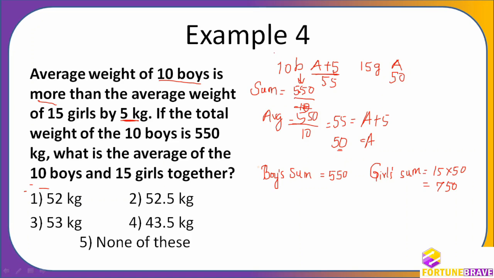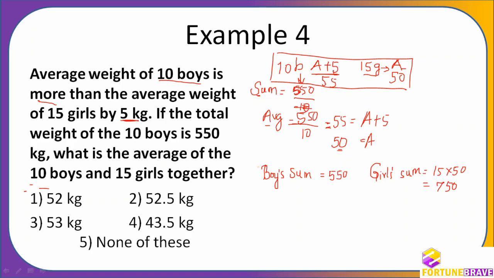So first information is here, where they say that the 10 boys have an average weight 5 kg more than the 15 girls. So we took the girls' average as A, and the boys' average will be 5 more. Then they had given the sum. So we found out that the sum is 550, and from there we found the average by dividing the sum by the number. Sum is 550, there are 10 boys, divided by 10 we got 55.